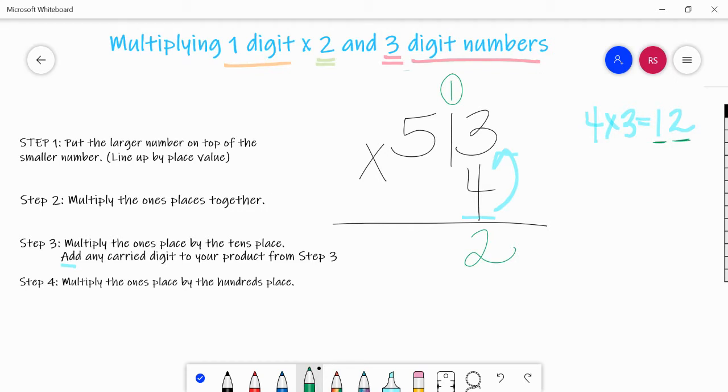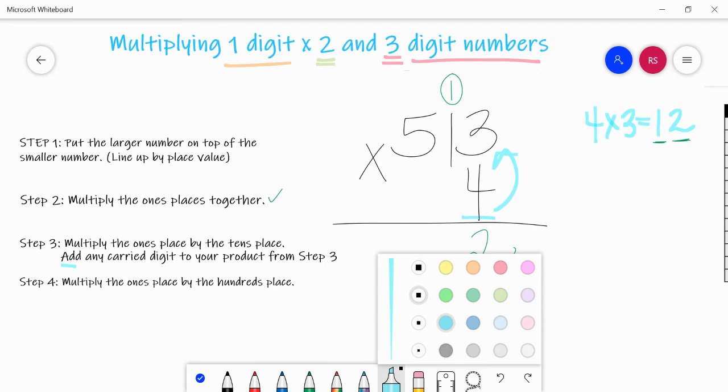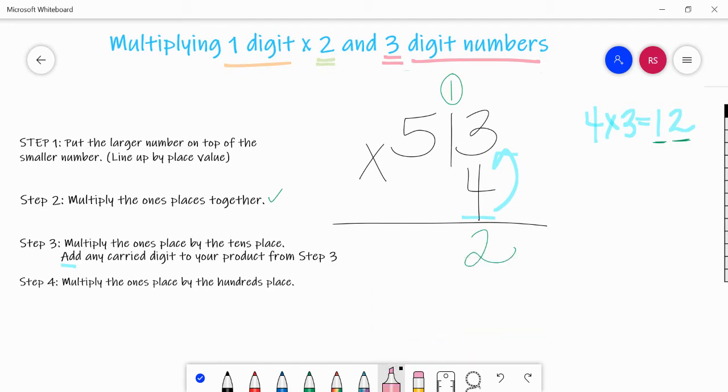All right, step 2 is done. Perfect. Let's go to step 3. Step 3 says to multiply my ones place by the tens place. So now I need to multiply my ones digit, which is the 4, by the tens place of my bigger number. So 4 times 1, I just know that's 4, right?